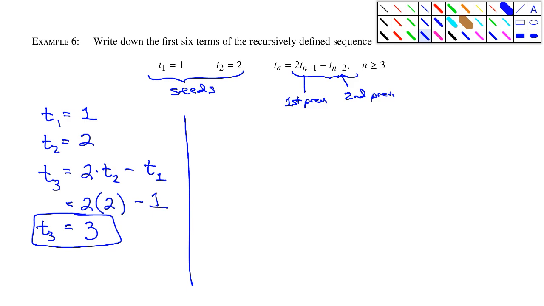Let's compute T sub 4. So this would be 2 times T sub 3, the previous term from T sub 4 is T3, minus the second previous term from T4, which would be T2. This is 2 times 3 minus 2, which would be 6 minus 2, which is 4. So T sub 4 is 4.